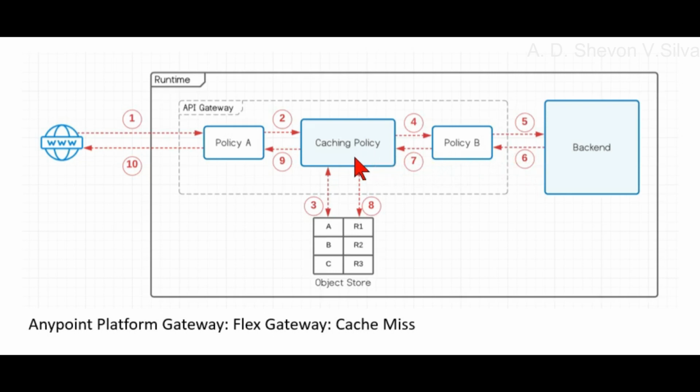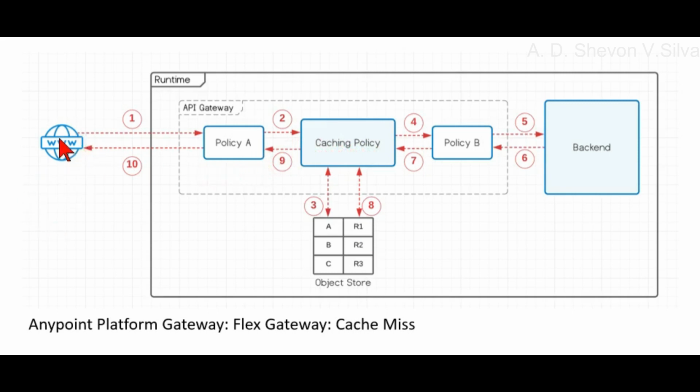Eight, the caching policy hits the object store again and attempts to save the key of the request for later reuse. The response continues through the remaining policies in the policy chain. The response is returned to the client.